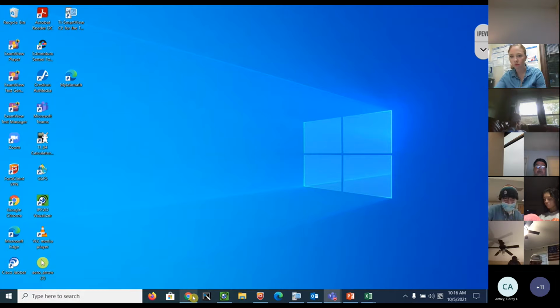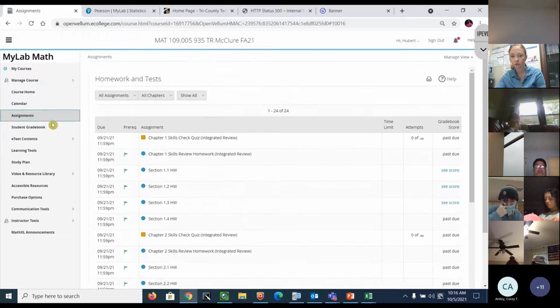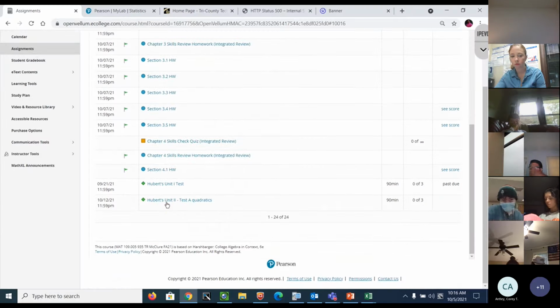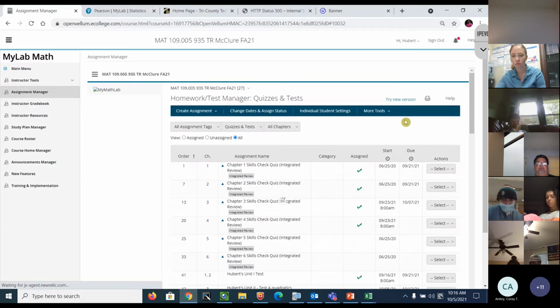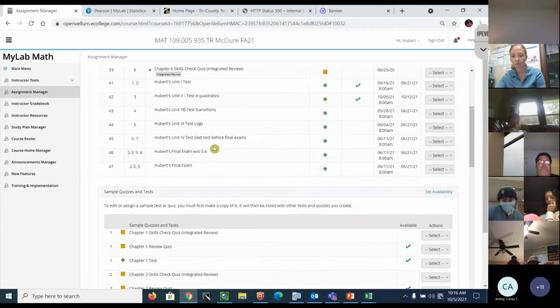And here is the test down here. Unit 2, Test A on Quadratics. And I'm going to click on Assignment Manager, and I'm going to hit this, and we're going to go through. I'm going to try to show you as many as I can. And there it is, preview.